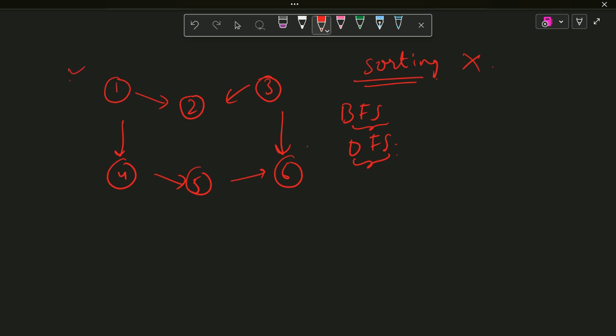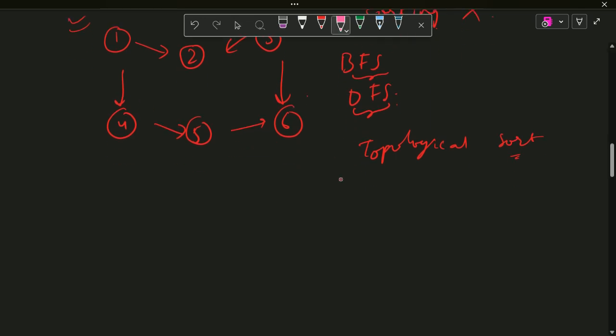In a similar way, we use topological sort. It gives the linear order of the vertices in the directed graph. What I am speaking now is important, my dear friends. Please note down the points. Topological sort is used to find out the linear order.